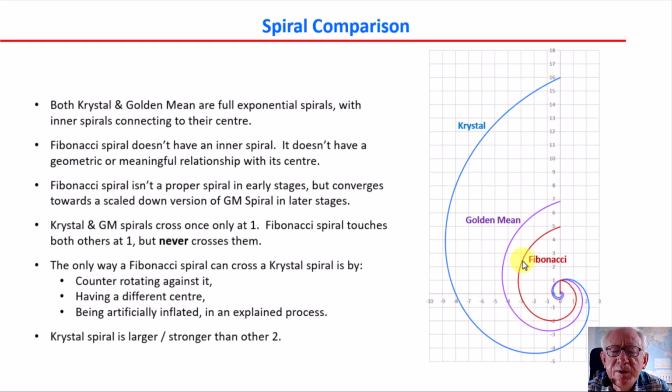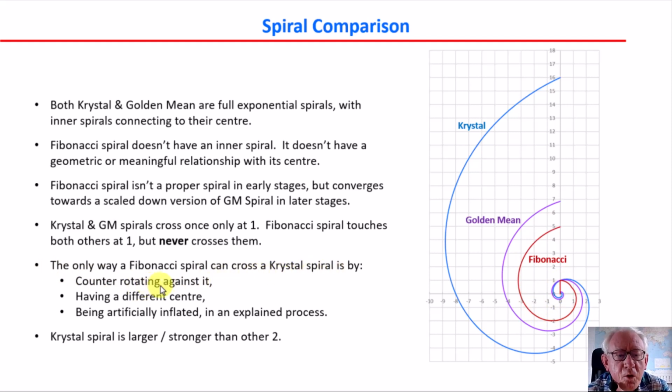So Fibonacci spiral then doesn't have an internal spiral. It's an approximate spiral in its early stages, and as it expands, it approximates to a scaled down version of the golden mean spiral. All of these spirals pass through the point 1. Now, for the Krystal spiral and the golden mean spiral, they cross over each other at the point 1. The Fibonacci spiral touches both of these spirals at the point 1, but the Fibonacci spiral never actually crosses the other two spirals.